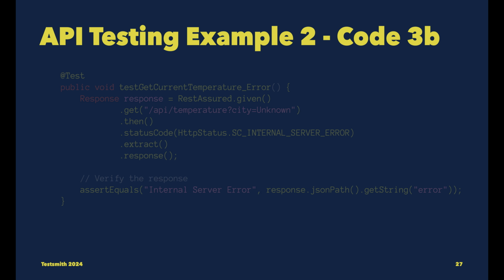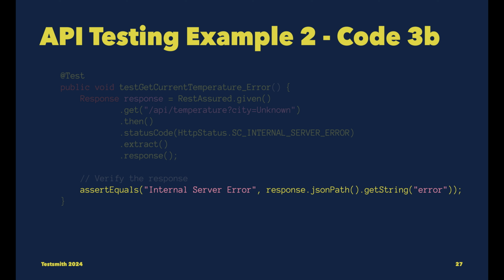This line initiates an HTTP GET request to the api/temperature endpoint with a query parameter city equal to unknown using the REST Assured library. The response from this request is stored in the response variable. This line specifies the expected HTTP status code of the response. The test expects a 500 internal server error status code, which indicates that the server encountered an error while processing the request. This line verifies the server's response.